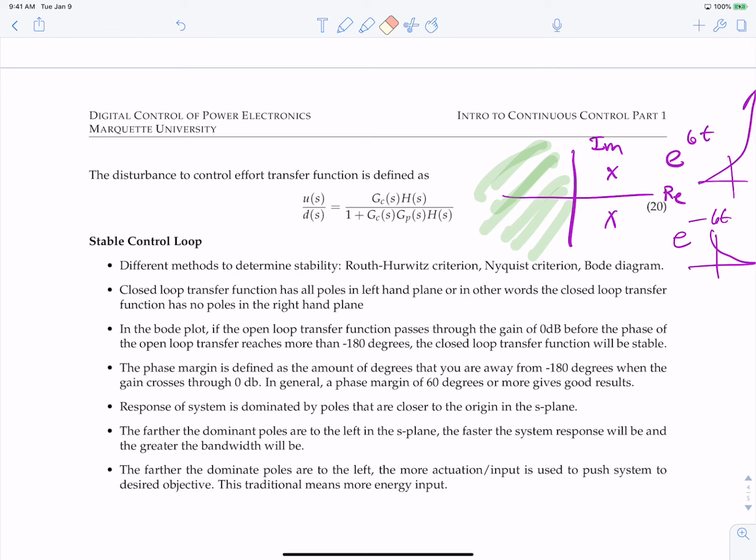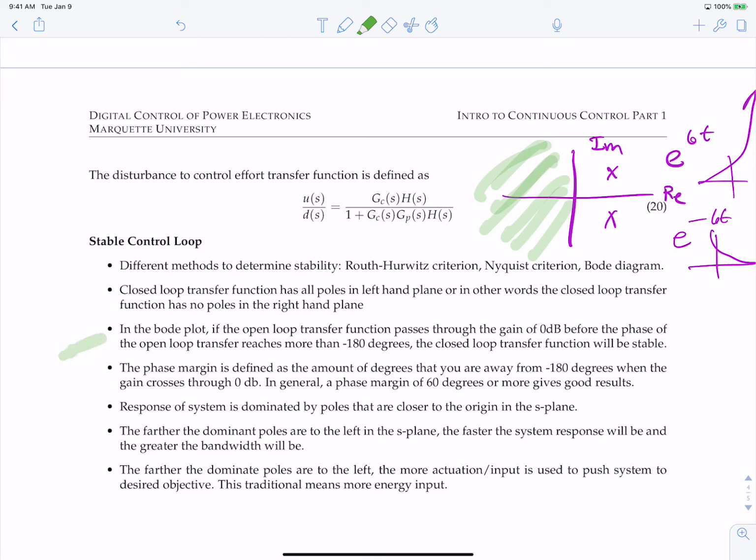Now, stability doesn't mean it's a good control design, but it does mean that your output or your control effort will not explode on you. All right, so there's different methods to determine stability. You could do a pole zero map, go on the left-hand side. You could do the Nyquist criterion, the Routh-Hurwitz, or a Bode diagram as well. All these different methods from a control class are valid. A lot of times we'll just check poles or look at the Bode diagram. Closed loop transfer function, again, you want to have them all in the left-hand plane to be stable.